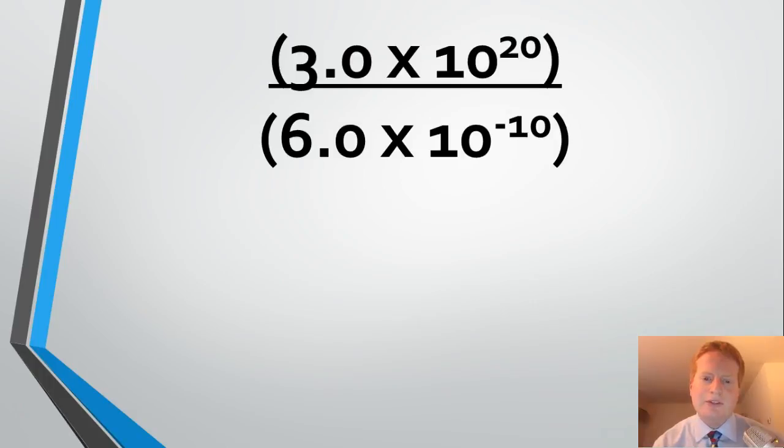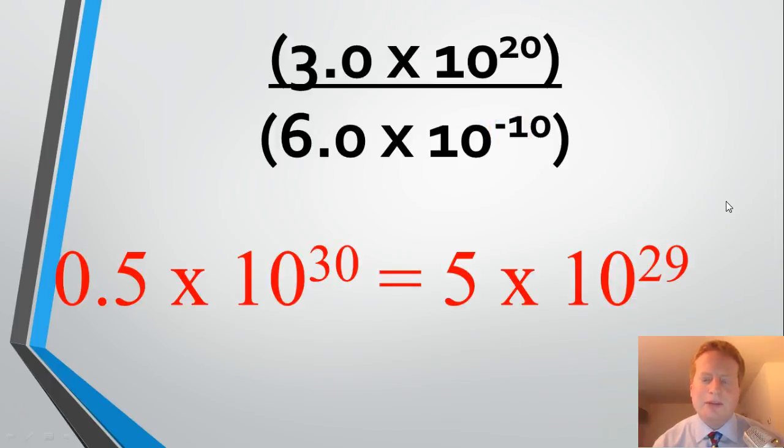And then try out this one. So this would give us 0.5 again. And then 20 minus a negative 10 will actually give us 30. So 0.5 times 10 to the 30th, and then we have to adjust that. We make our coefficient bigger, our exponent gets smaller.